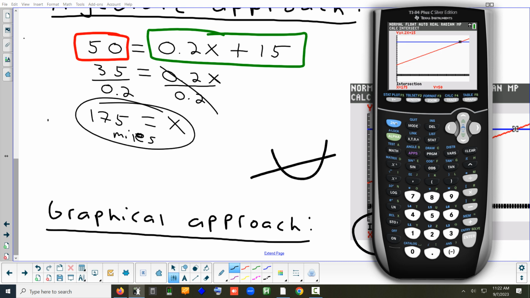So you're going to press second, Calc, and make sure you hit option 5. Make sure that when it comes up the first time, the font should be in blue at the bottom because you're picking a point on the blue line. When you hit enter the second time, it should now be red because you're picking a point on the red line.